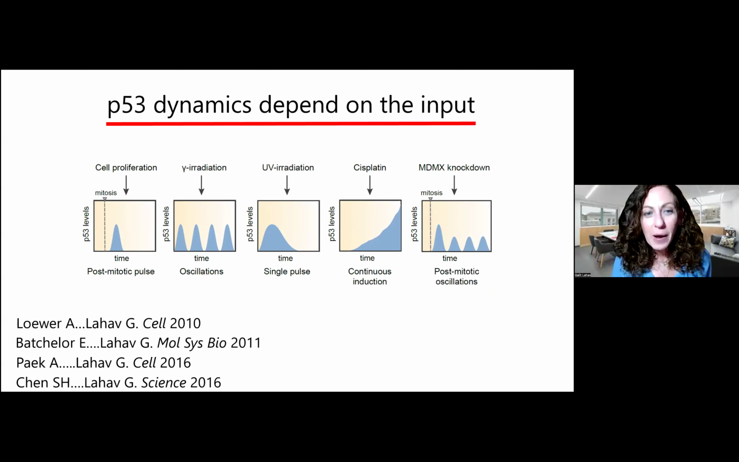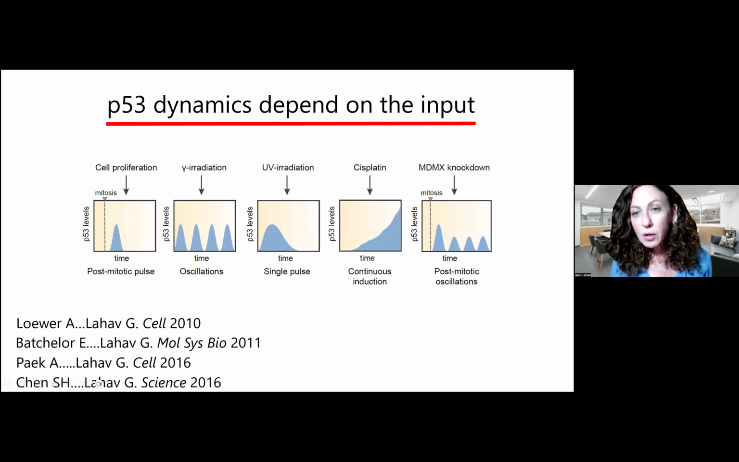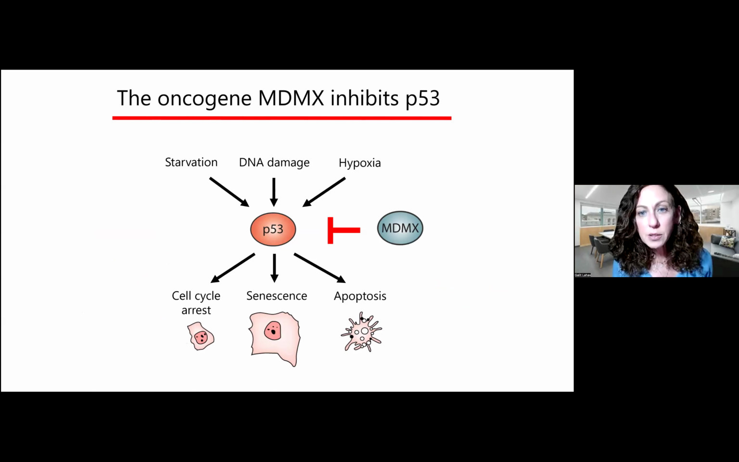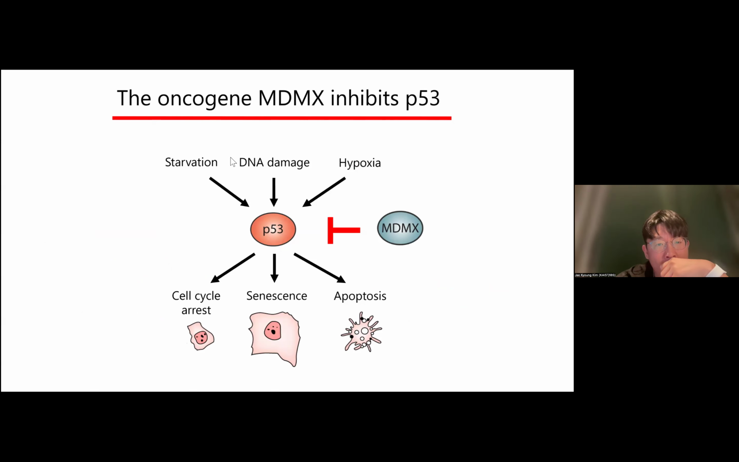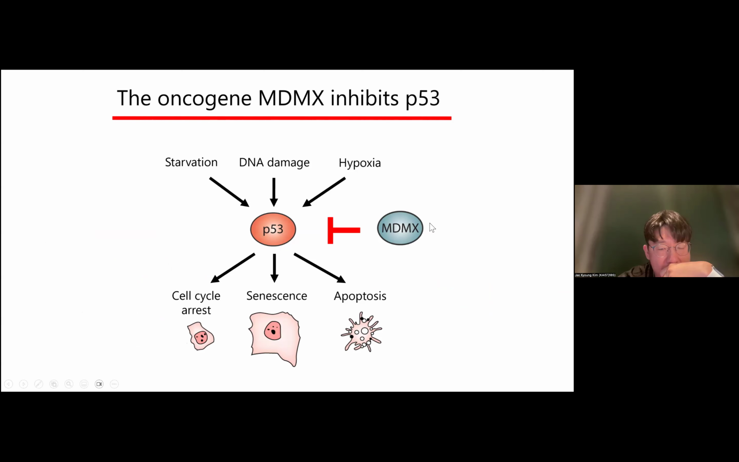So I want to show you one more example of how the dynamics help us guide combinatorial therapy, and then I'll tell you a little bit about a new story. So this is related to this kind of dynamics, which also is really fascinating, in response to MDMX knockdown. Let me tell you what MDMX is. So remember this from the beginning: MDMX is an oncogene that inhibits p53.